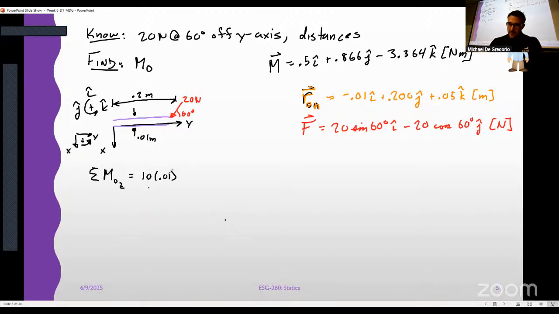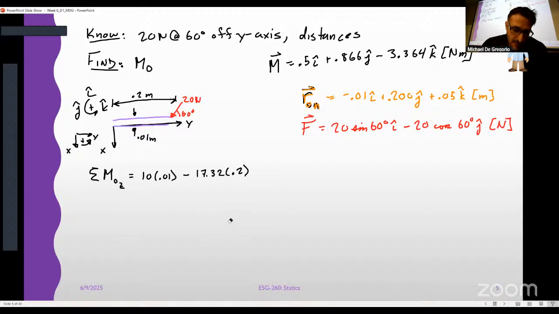That's our 10 newtons from our Y force, which is applied 0.01 away from the Y axis, right? And then we have 17.32 minus 17.32 times 0.2. This looks really similar to that part of the cross product that we just did, right? Because it's the same part of it. This is what the cross product does.